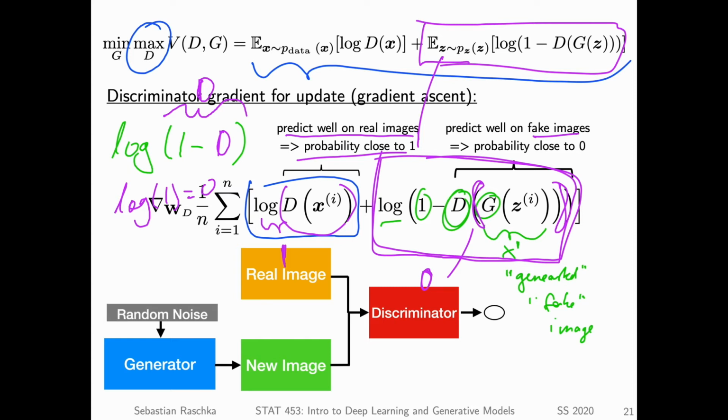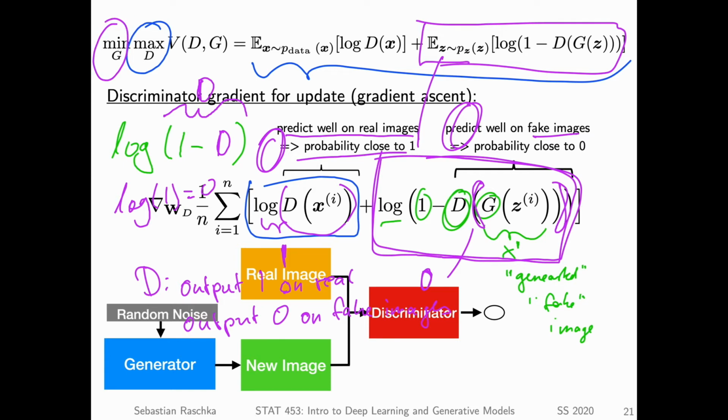Then this whole objective is maximized, because this whole term will become 0, and this whole term will become 0, and that is the largest value we can obtain in this case. So we want the discriminator to output 1 on real images and output 0 on fake images. Okay, so that is the discriminator in the generative adversarial network. Next, we are taking a look at the generator. So in the next slide, I'm going to show you this part.